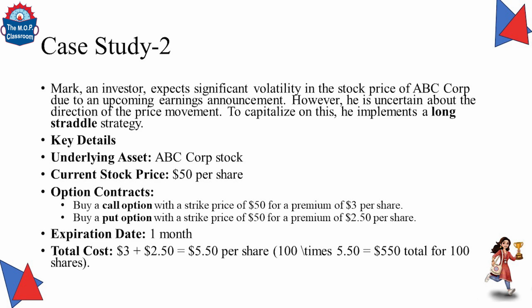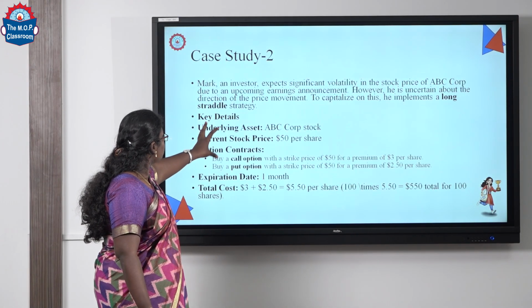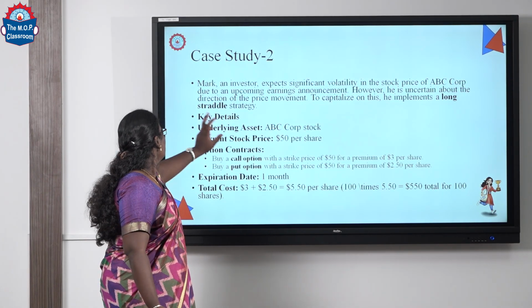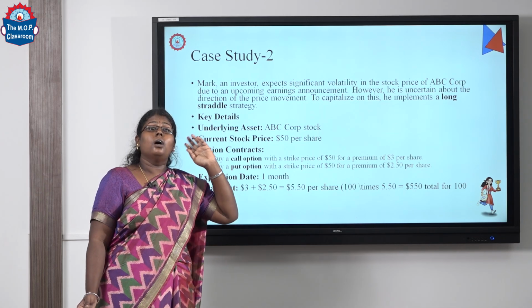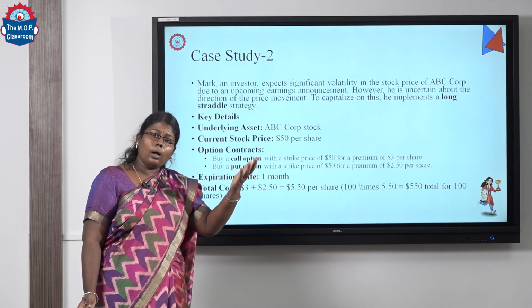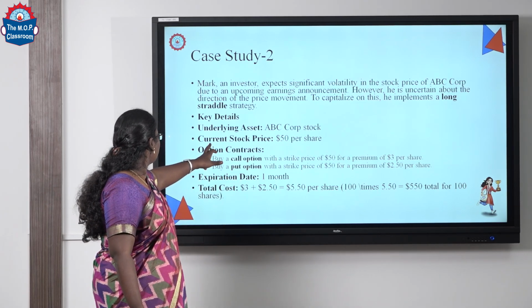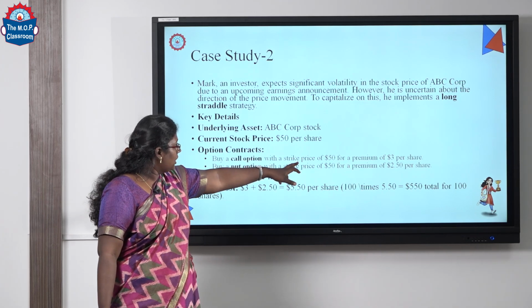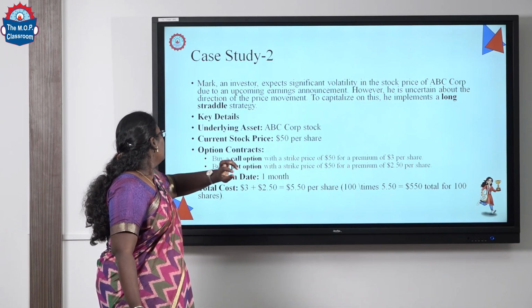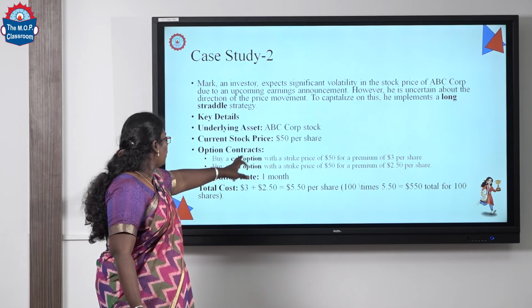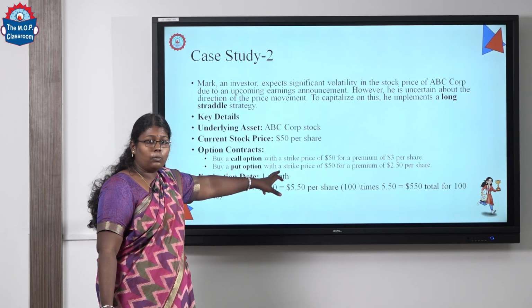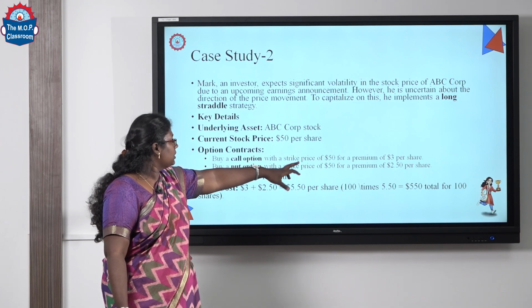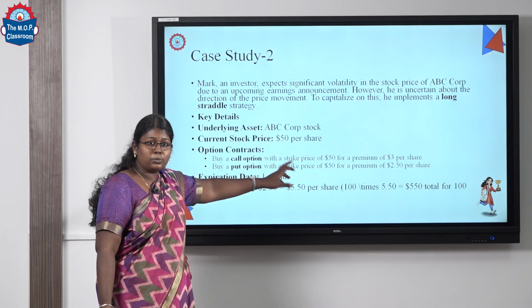Next we are moving towards case study 2. Here in this case study 2, it's ABC Corporation Limited. An investor who is interested in making an investment in that corporation is expecting that there can be high inflation, it can go up or go down. So he is interested in purchasing the double option, the call option as well as the put option. In the call option, he determines the strike price as rupees 50, and for the put option he also determines the strike price as rupees 50. The premium amount is mentioned as 3 and 2.5 for the two options separately.